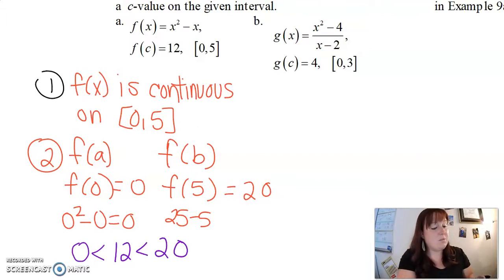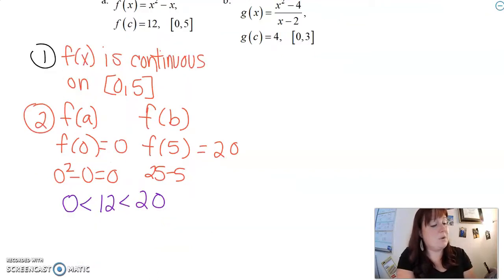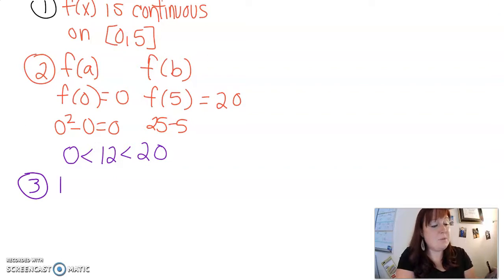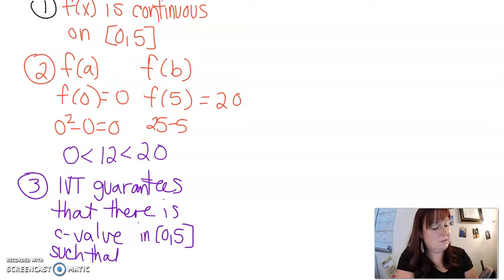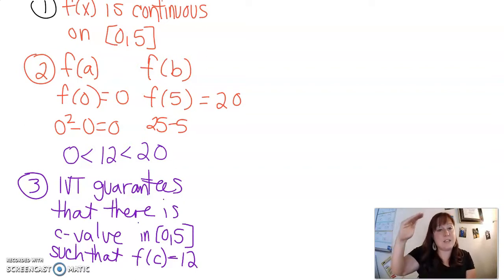So our final point, number 3, would be that the intermediate value theorem guarantees that there is a c value in the interval 0 to 5 such that f of c equals 12. Because our other two conditions were met, it is continuous, and 12 is in between f of a and f of b, we absolutely guarantee by the intermediate value theorem that there is a c value somewhere. There is some x value in between 0 and 5 that will spit out 12.